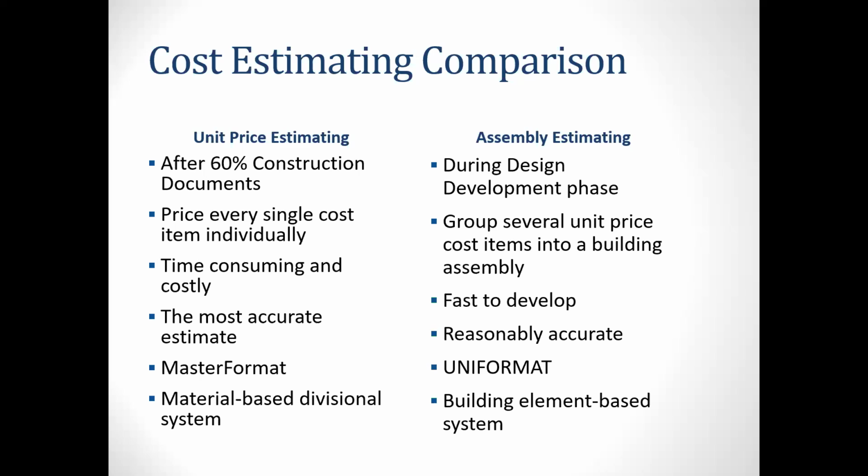For the work breakdown structure, you use the CSI MasterFormat, but assembly uses UniFormat. So what is UniFormat? We are going to see it in this class, right? Unit price is material based, and assembly is more building-element or system based. UniFormat is separated into substructure, superstructure, and then broken down into foundations, doors, walls, and so on. Those are all building elements.